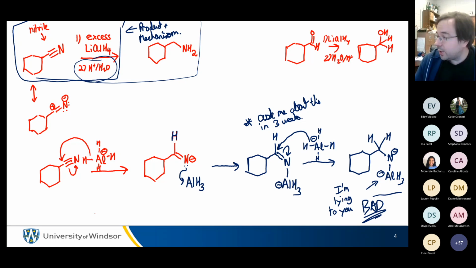Yeah, this is a reduction. Alyssa, this is precise. That is exactly it. It's a reduction. We are adding bonds to hydrogen.